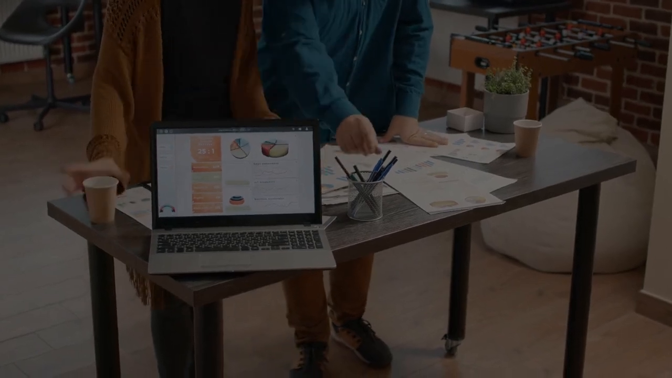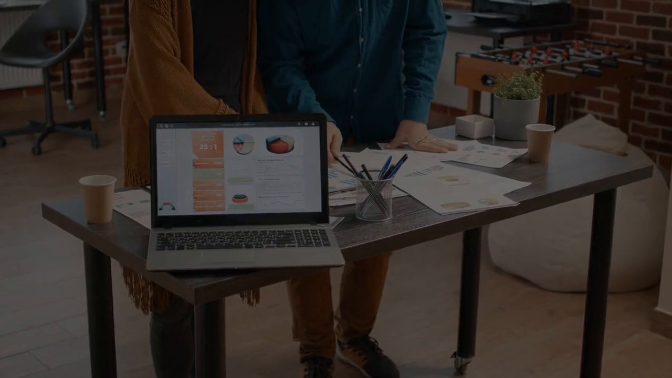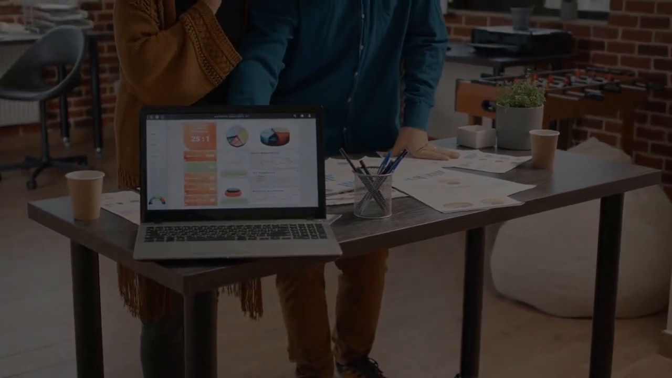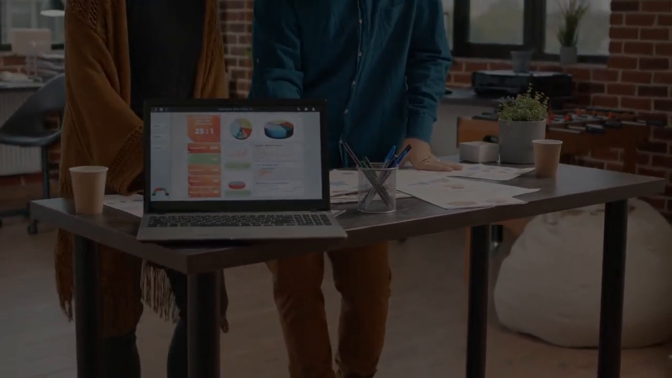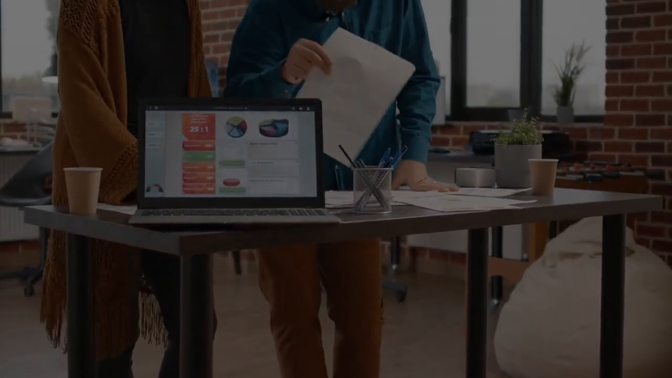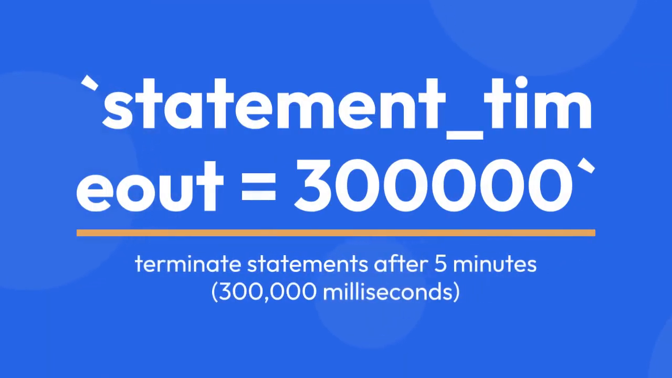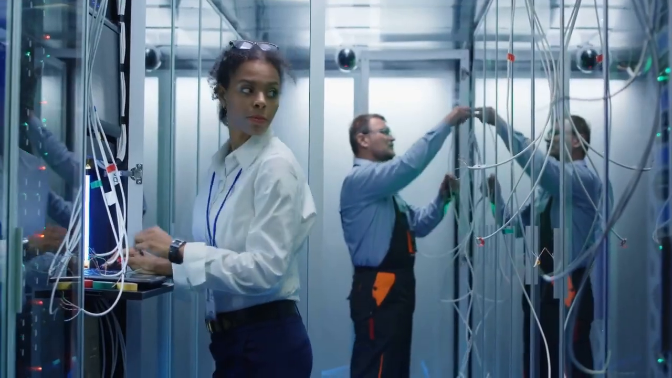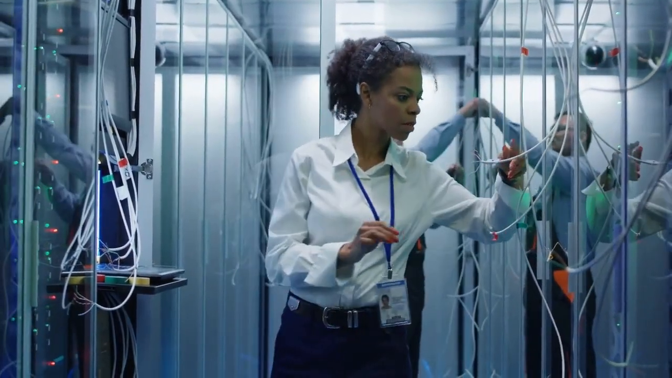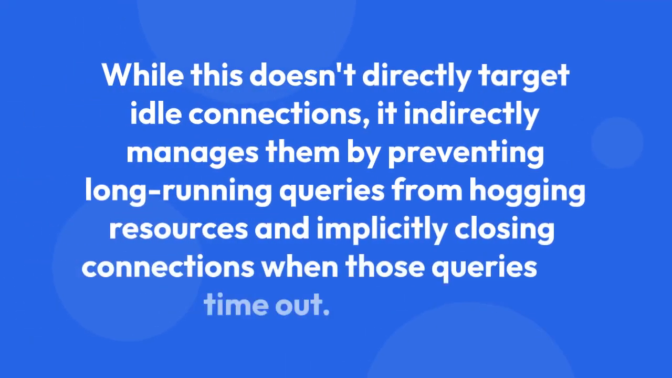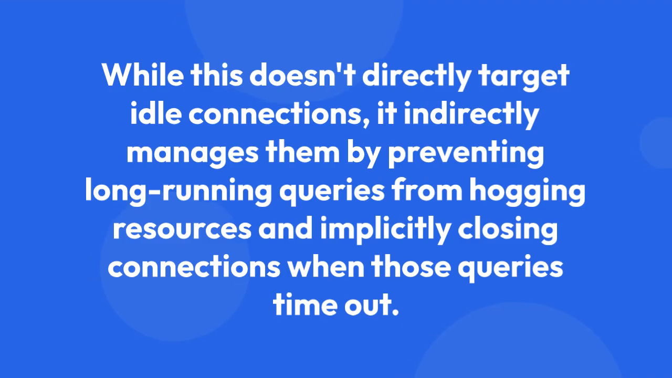Similar to the previous parameter, you'll modify the postgresql.conf file, locate the statement_timeout parameter, and set it to your desired timeout value in milliseconds. For example, statement_timeout = 300000 will terminate statements after 5 minutes, 300,000 milliseconds. Again, restart the PostgreSQL service to apply the changes. While this doesn't directly target idle connections, it indirectly manages them by preventing long-running queries from hogging resources and implicitly closing connections when those queries time out.